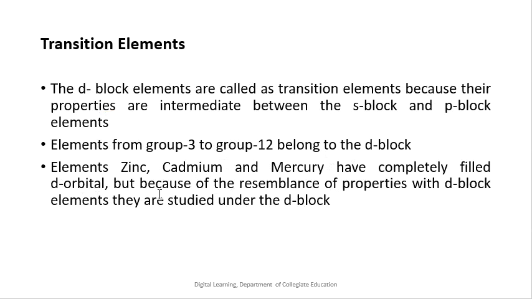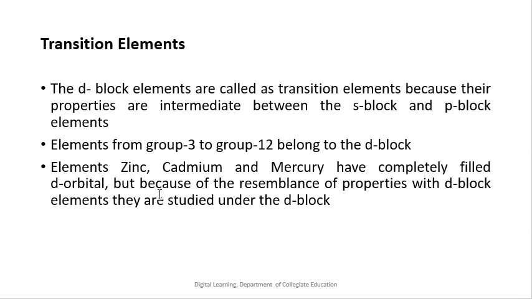The d block elements are called transition elements because their properties are intermediate, that is, they are in between the s block and the p block elements of the periodic table. And the elements starting from group 3 up to group 12 belong to the d block elements.